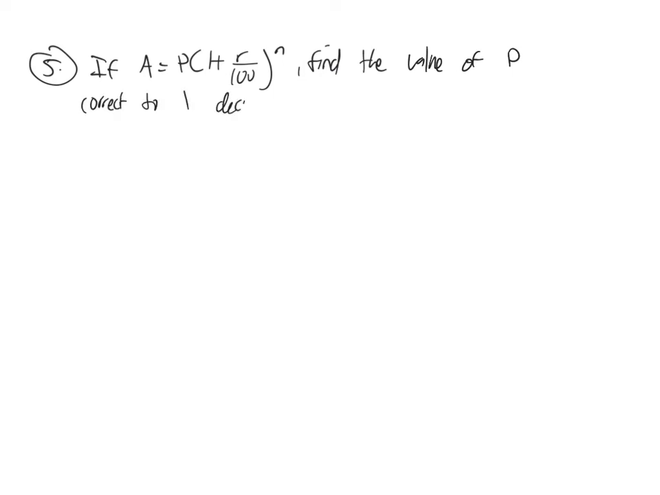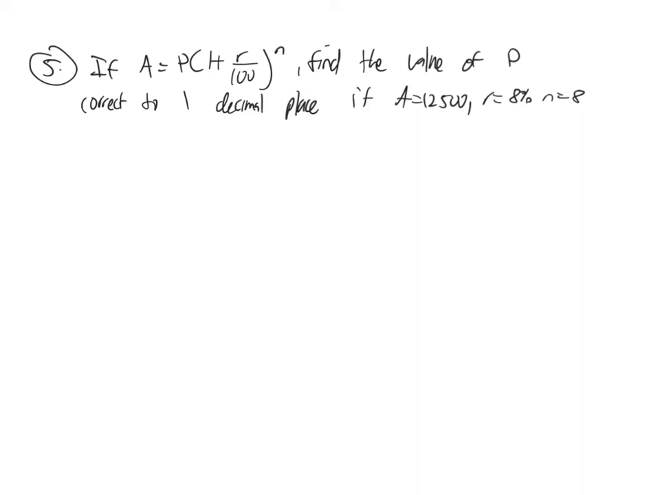If A equals P times (1 plus r on 100) to the power of n, find the value of P correct to 1 decimal place if A equals 12,500, r equals 8%, and n equals 8. This is actually a formula you'll see in year 10. It's compound interest with money. And if you ever see p.a., that means per annum, which is per year.